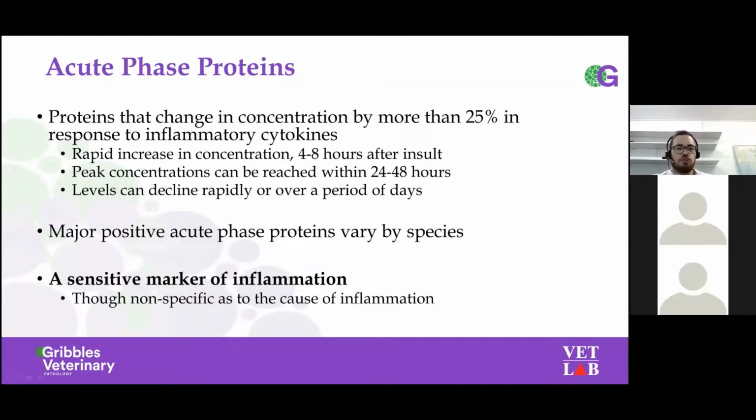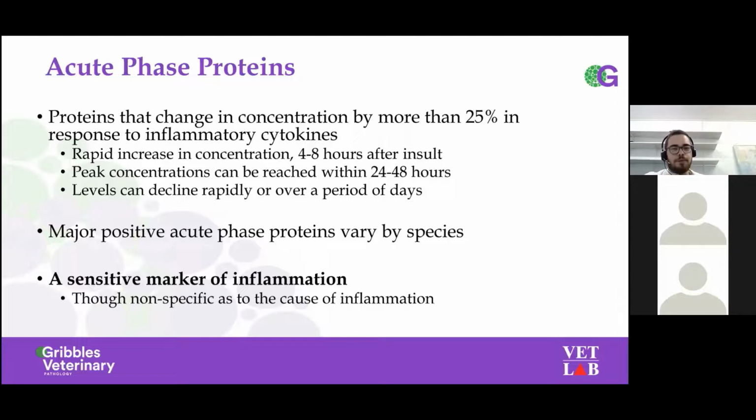Okay, so moving on to our acute phase proteins. Our acute phase proteins are part of the innate immune system. So they're a fairly primitive part of the body's inflammation system, and they increase very rapidly in response to inflammation. So they're almost like your first line of defense. They're defined as proteins that change in concentration by more than 25% in response to inflammatory cytokines.